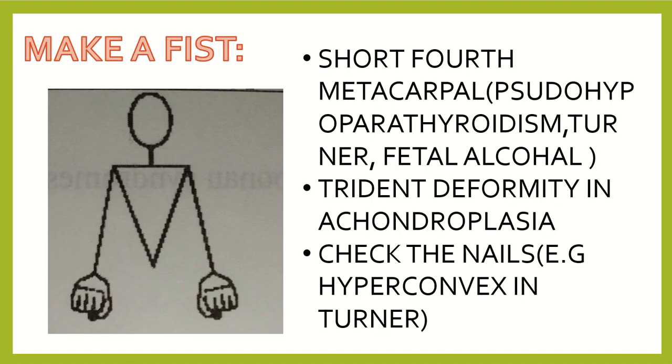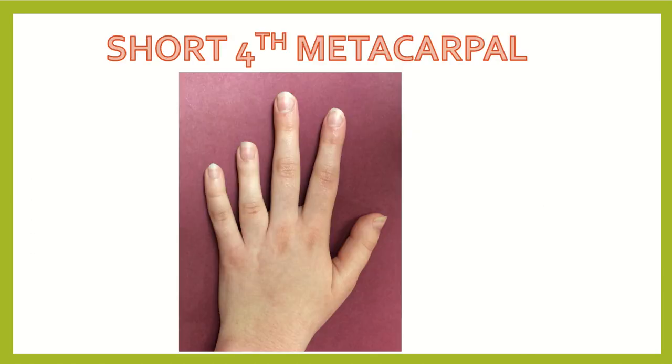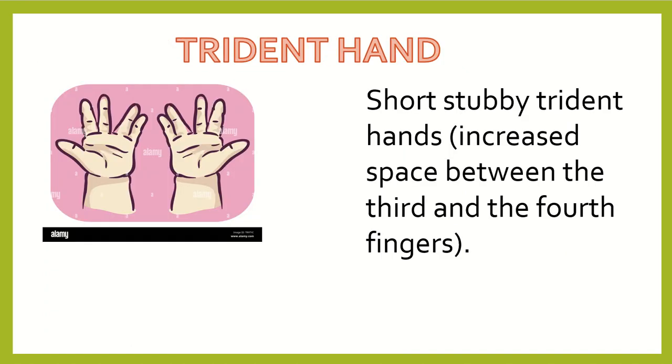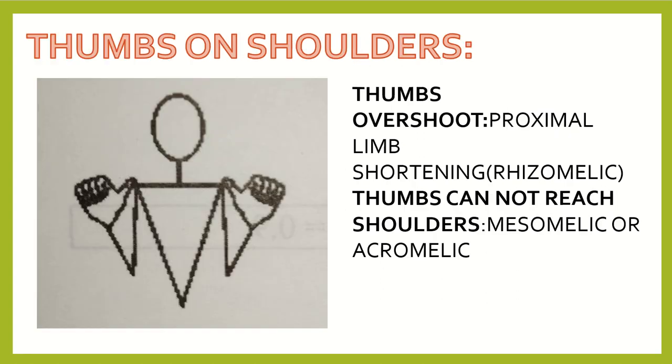Now the third maneuver is make a fist. Making a fist will show you if there is any short fourth metacarpal, which is present in pseudohypoparathyroidism, Turner syndrome, and fetal alcohol baby. Any trident deformity is present in achondroplasia, and you can check the nails, for example, hyperconvexity in nails in Turner syndrome. You can see the short fourth metacarpal present in pseudohypoparathyroidism, the trident hand, the short stubby trident hands, with increased space between the third and fourth fingers.